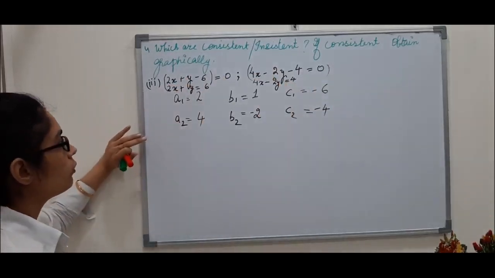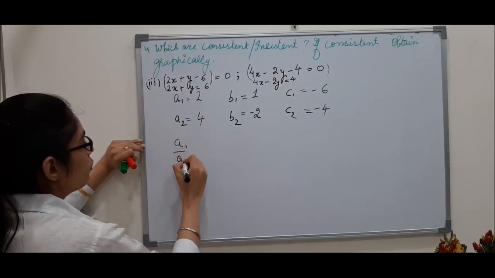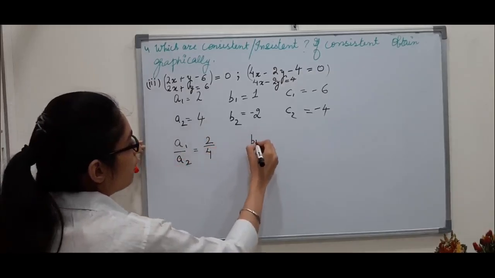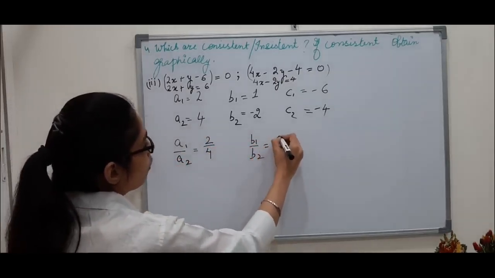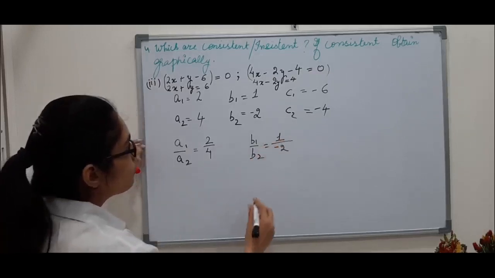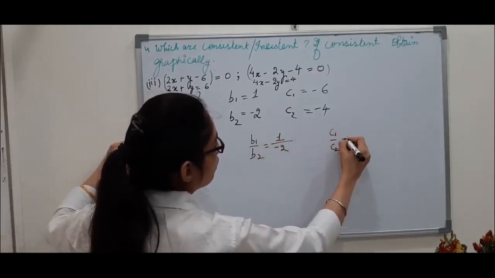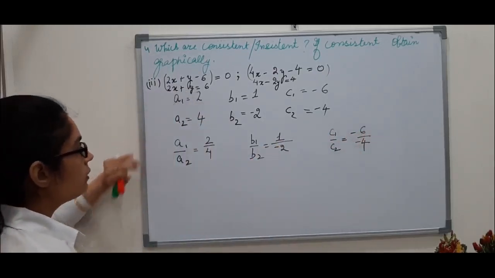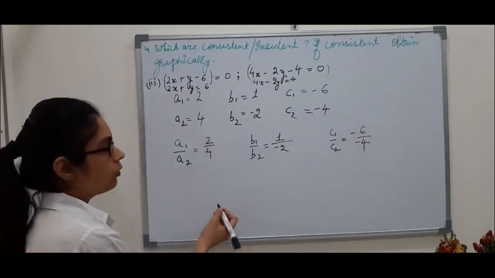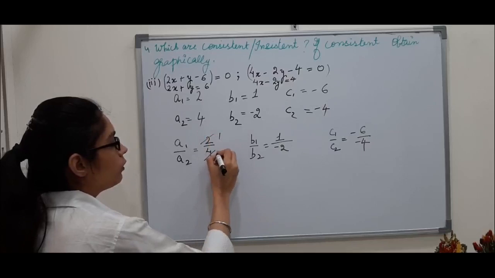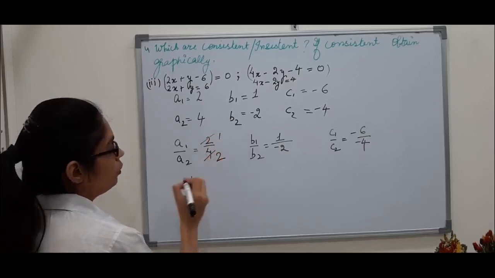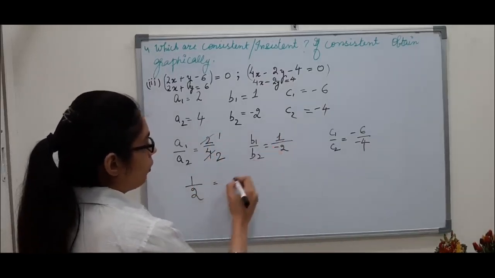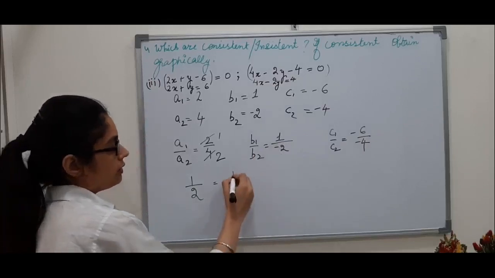So now let's find it out. I will write this in ratio form now. A1 by A2 is 2 by 4. B1 by B2 is 1 by minus 2. C1 by C2 is minus 6 by minus 4. So let's simplify these ratios. Both are in the table of 2. 2 into 1 is 2, 2 into 2 is 4. I got A1 by A2 equals 1 by 2. B1 by B2 is already in simplified form, so we cannot simplify it further. So it is minus 1 by 2.